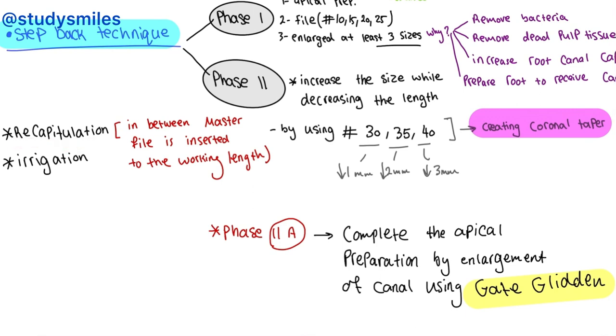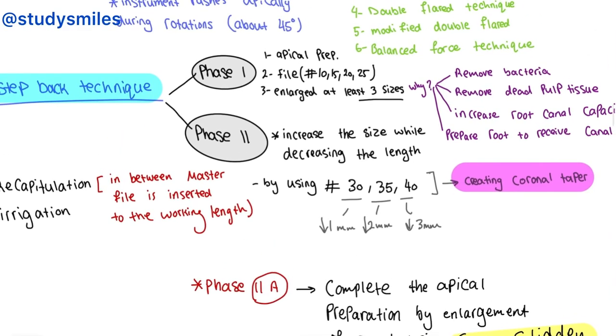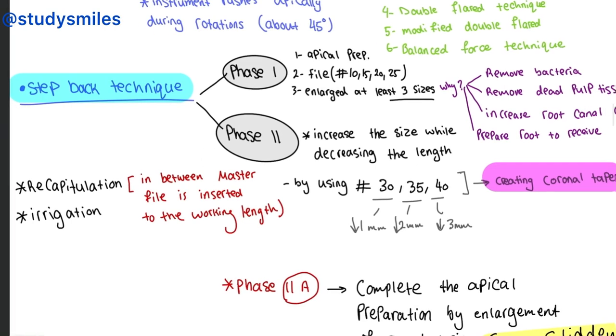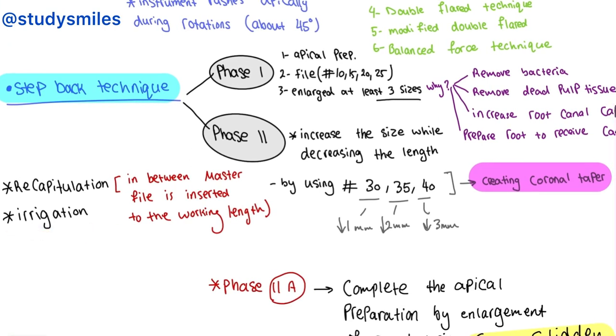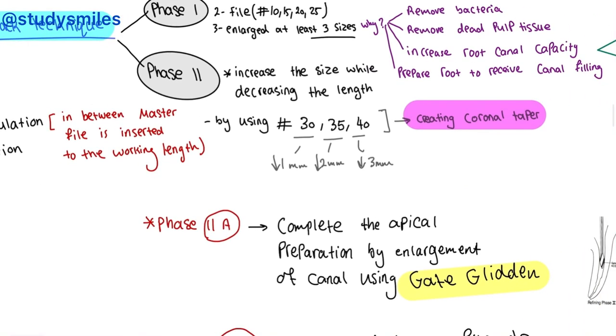Now, there's a recapitulation. In between, the master file is inserted to the working length. This is important. After we went to phase two, every time we want to change from one file to another one, we always have to use the master file again. Basically it's just to make sure that we still have our full length and there's no blockage, okay? And irrigation again is very important. Between every file you need to irrigate actively, like up and down movements of the syringe.